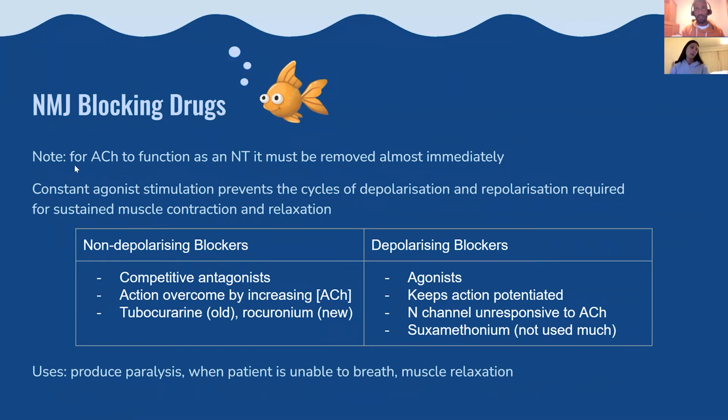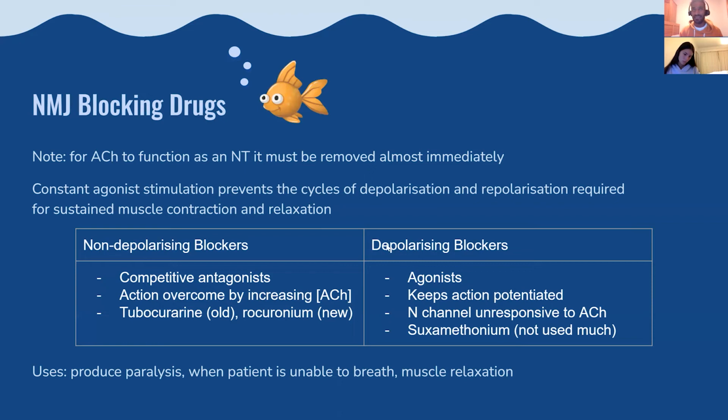So it's important to realize that for acetylcholine to actually work as a neurotransmitter, it has to be removed almost immediately. So it has to activate and then stop activating. If we don't want this effect, there are two ways we can block acetylcholine from working. The first is constant agonist stimulation. And if you can remember, an agonist is like when the key fits the lock and opens the lock. So these actually activate the receptors.